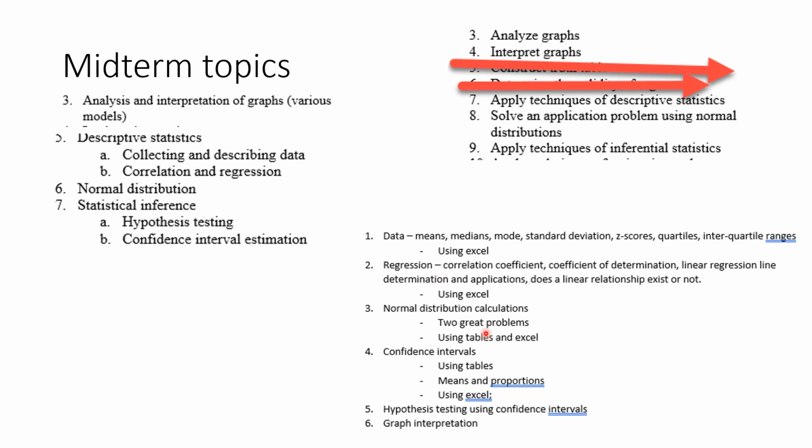We do normal distributions, using Excel and tables for this. There were two great problems: given the number, find the probabilities, and given the probabilities, find the numbers. So those are in play. We've talked about confidence intervals, and we use tables for those. We've done confidence intervals for means and proportions, and those were using Excel. And we've also talked about hypothesis testing using confidence intervals and a little bit of graph interpretation. So this is the scope for the midterm that is coming up, and more about that later.